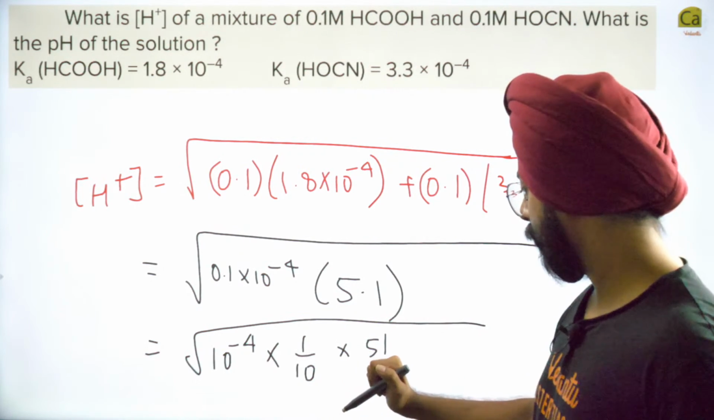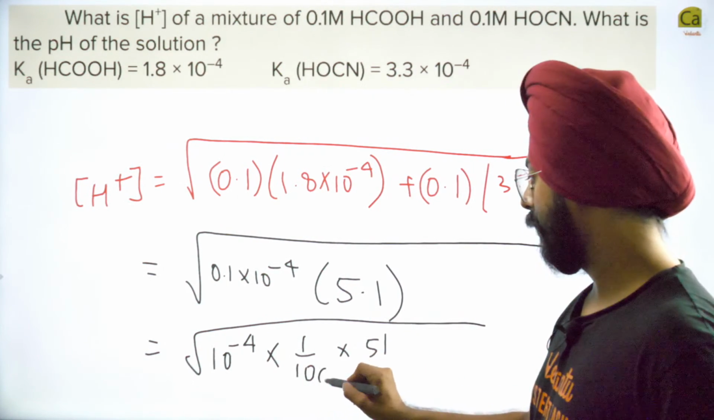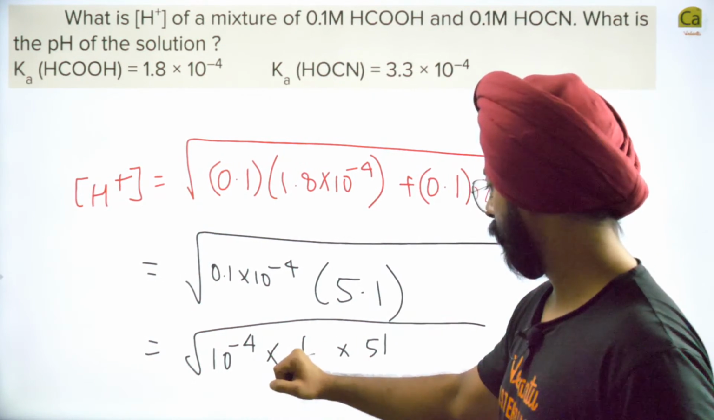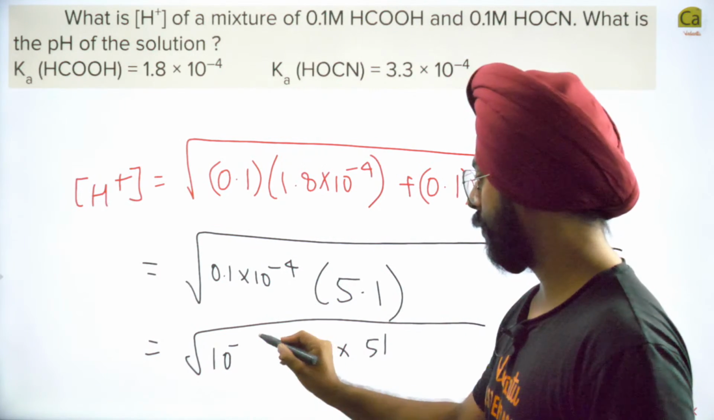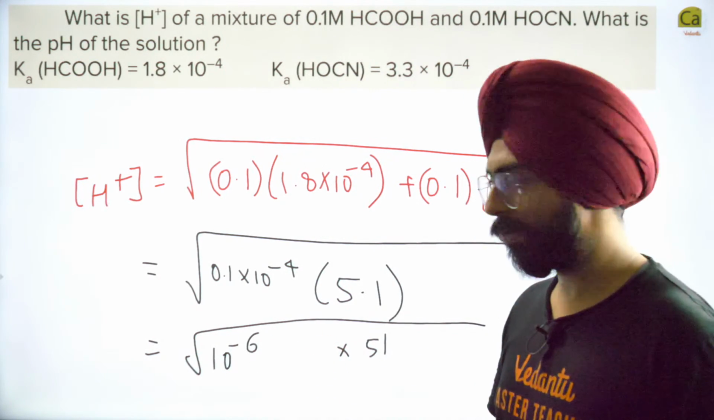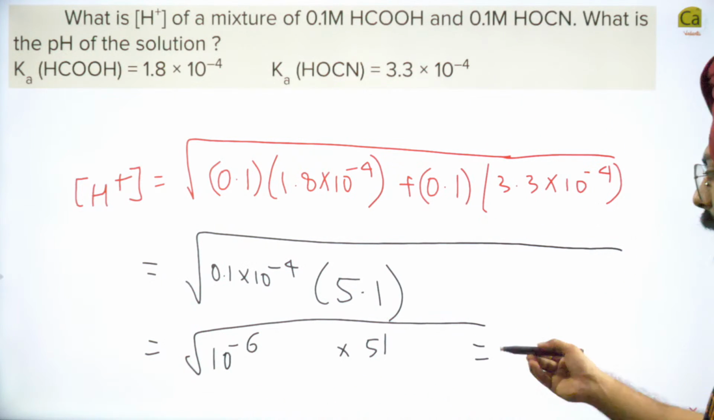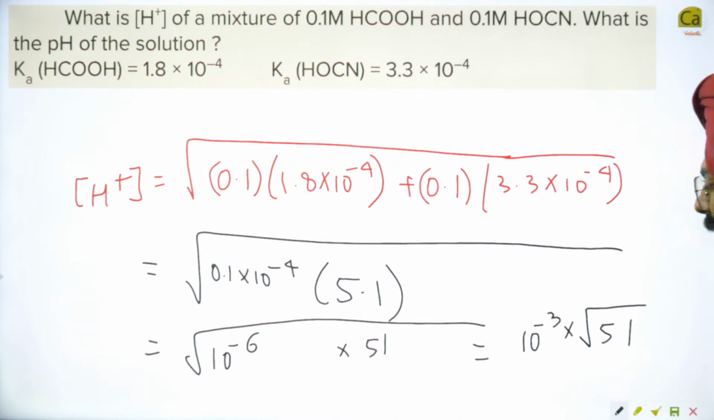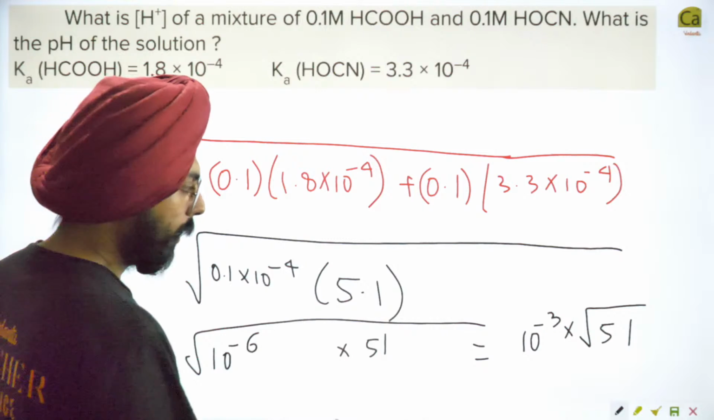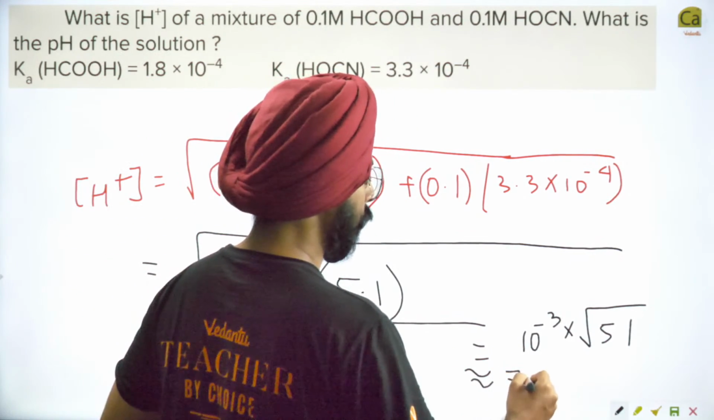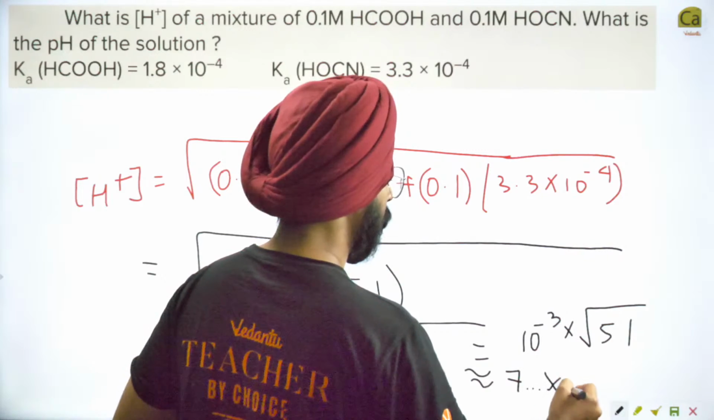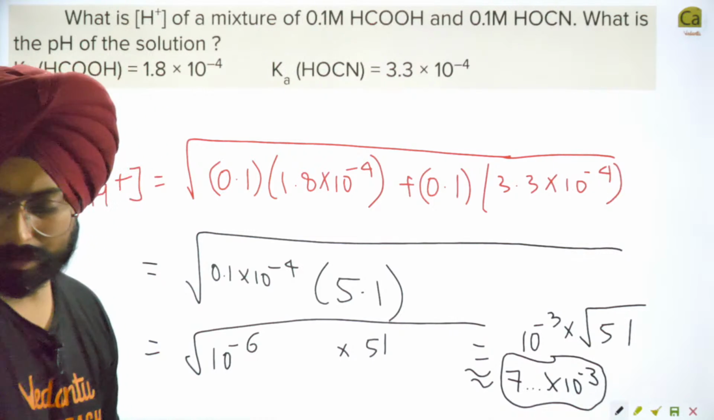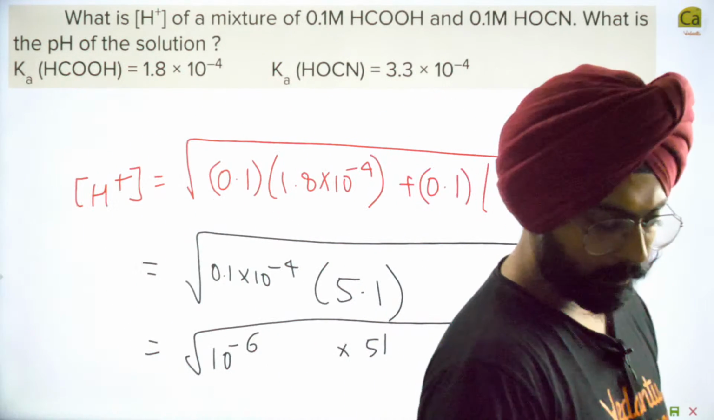ठीक है. तो यहां से क्या हो गया? 10 और 10 मिल जाएंगे यहां पे. This becomes 100. This entire thing becomes 10 to the power minus 6. Just manipulating. Yeah. So this entire thing basically is as good as 10 to the power minus 3 into root of 51. 7 into 7 is 49. Yeah. So this is approximately equal to 7 point something into 10 to the power minus 3. Approximately. Yeah. So chalo, ये हो गया.